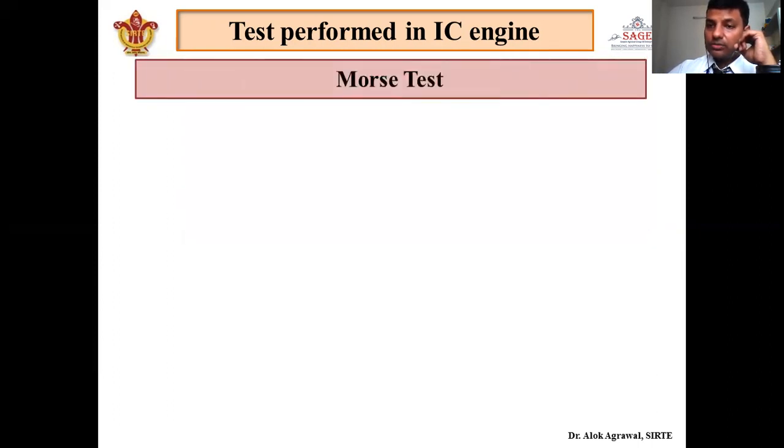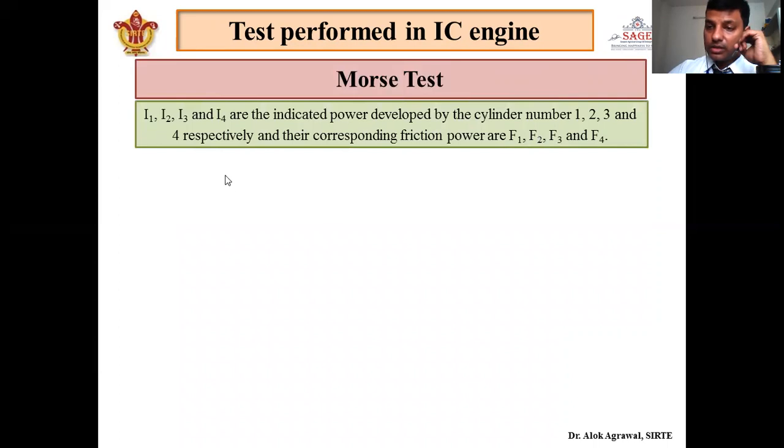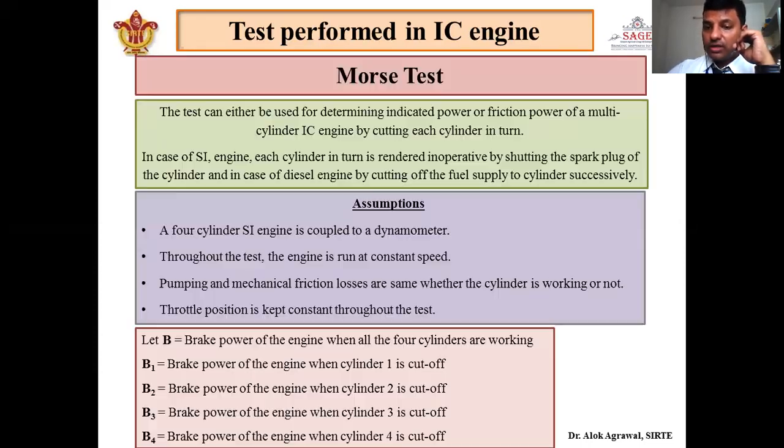Now, let I1, I2, I3 and I4 be the indicated power developed by cylinders 1, 2, 3 and 4, and the corresponding friction power be F1, F2, F3 and F4. So see this B, whatever is given, that capital B, the reading can be taken by the dynamometer.